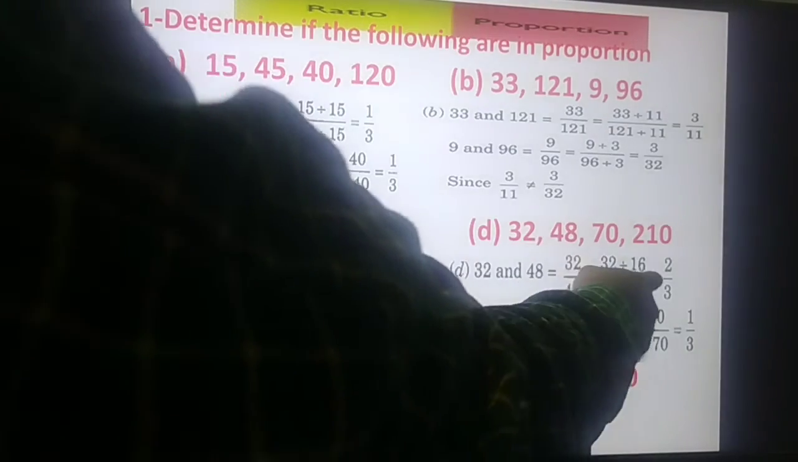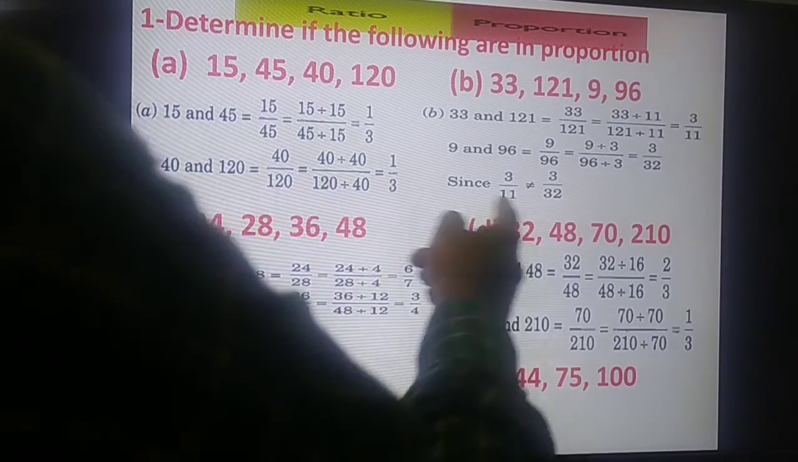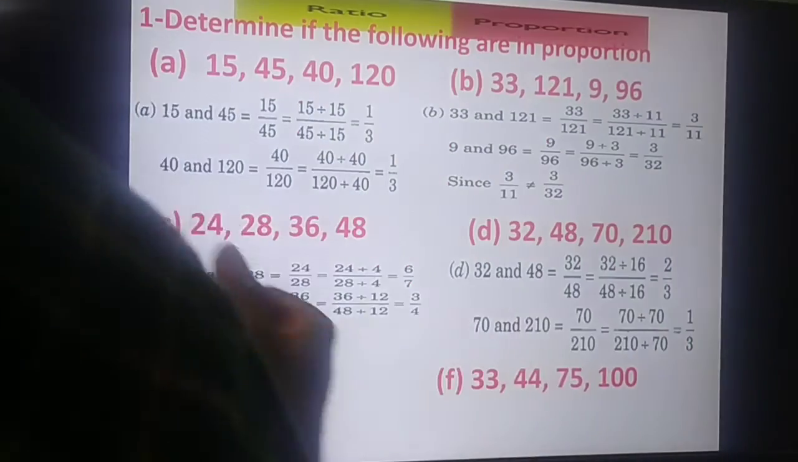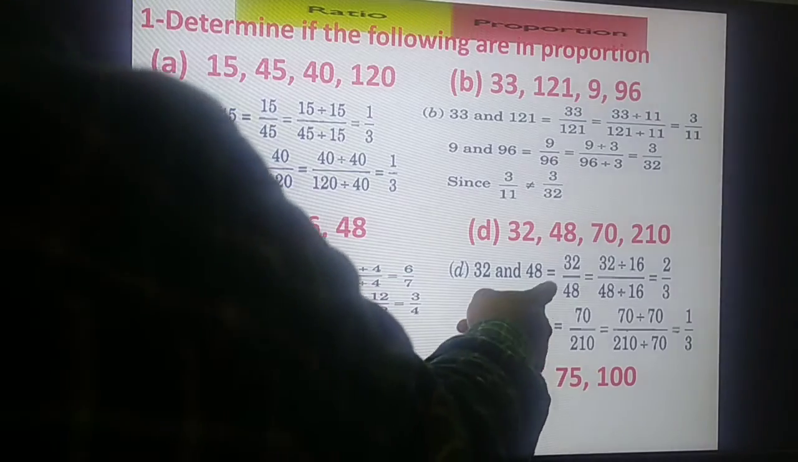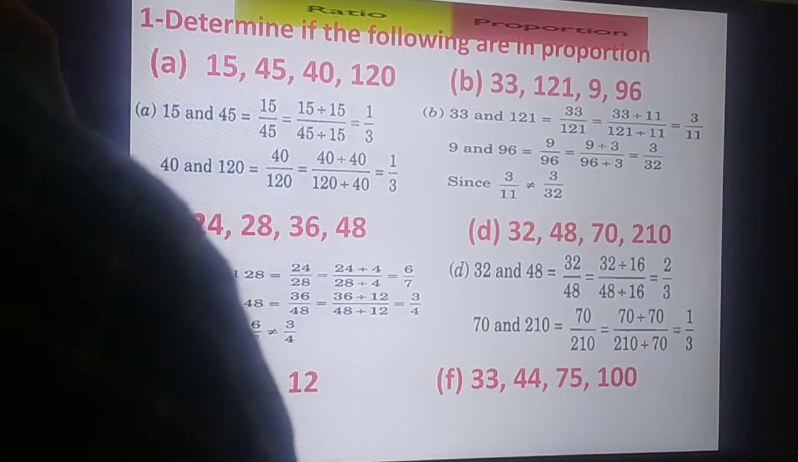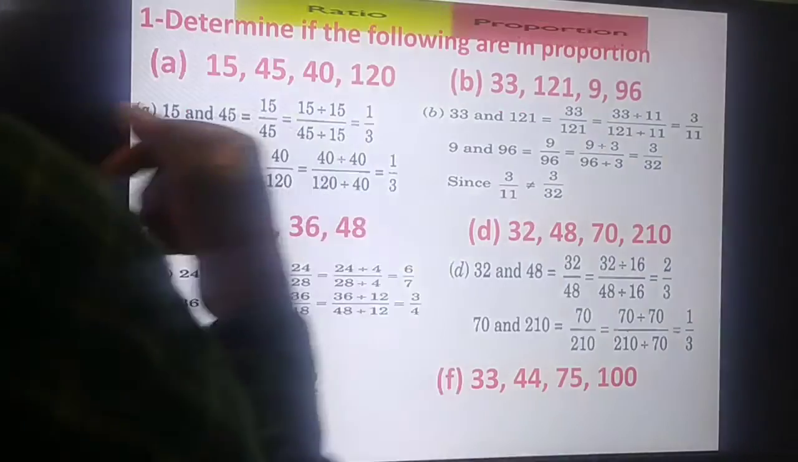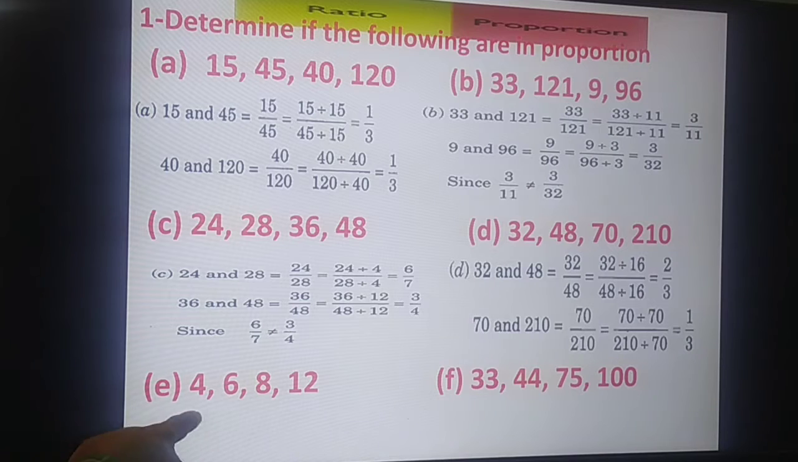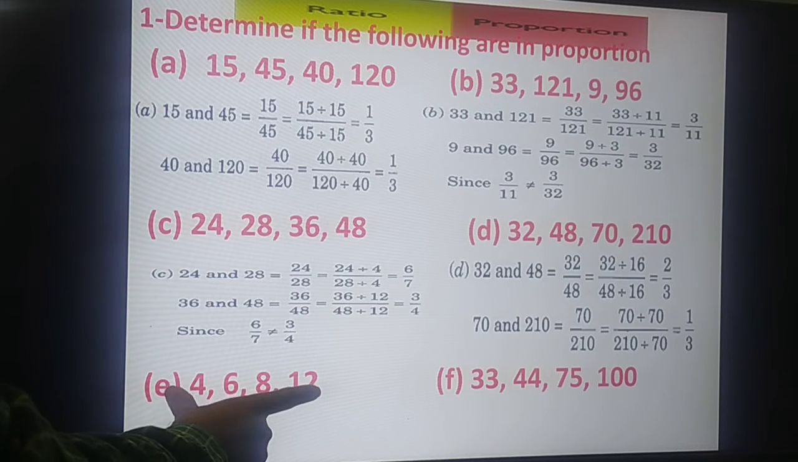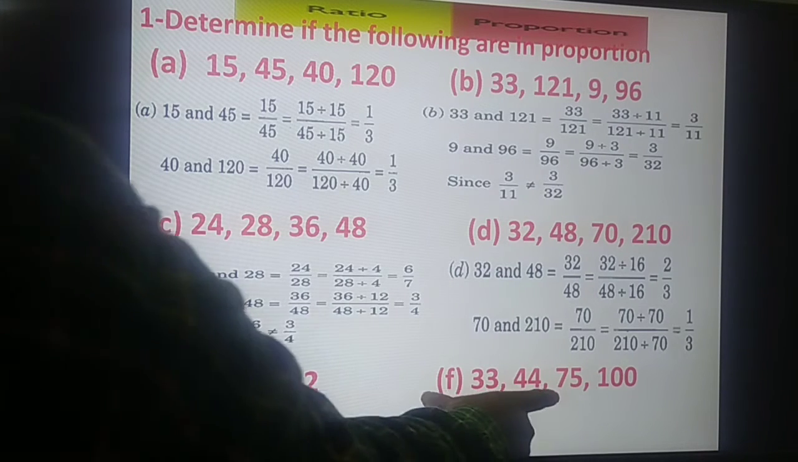In this case, 32 by 48 reduced to 2 by 3. 70 by 120 reduced to 1 by 3. So it means that 2 by 3 is not equal to 1 by 3. So these terms are also not in proportion. But here 4 by 6 reduced to 2 by 3, and 8 by 12 is also reduced to 2 by 3. So these four terms are in proportion.